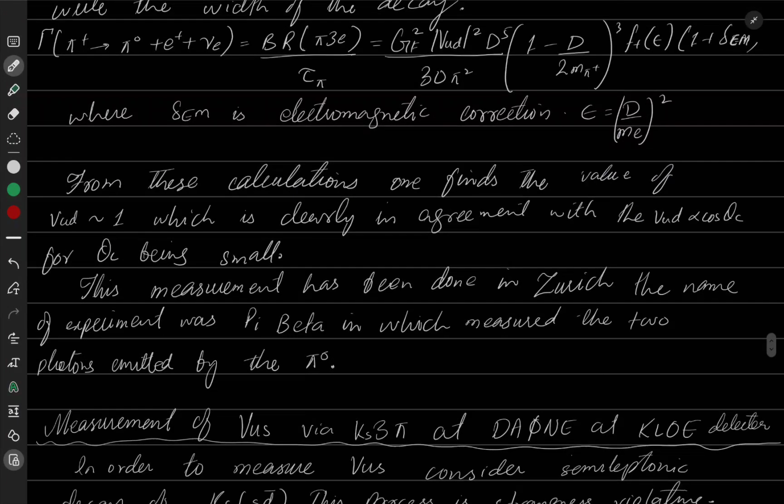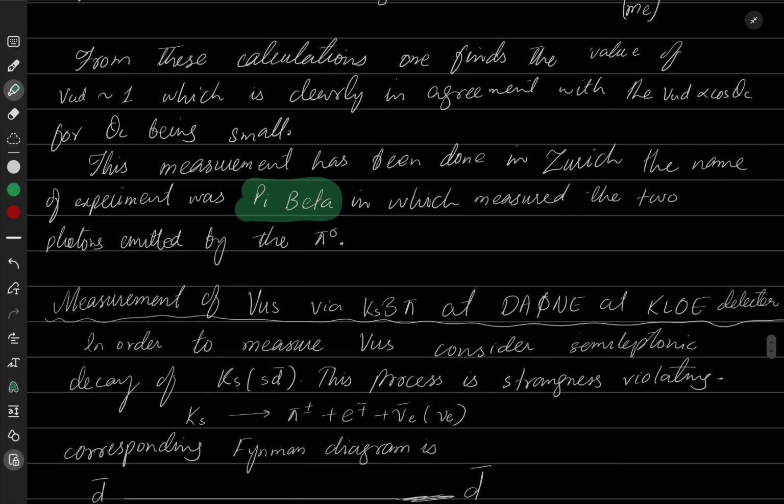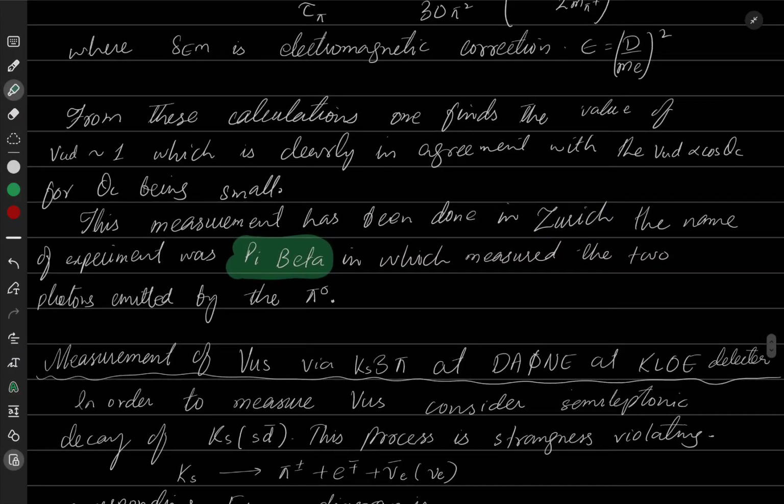And this experiment has been done in Zurich, and the name of the experiment is PIBETA. In that experiment they measured the two emitted photons, and for that they used, I think, a cesium iodide scintillator to detect them. Anyway, PIBETA was the experiment in Zurich where they measured this VUD parameter. And VUD is proportional to the cosine of theta c, which is the Cabibbo angle.